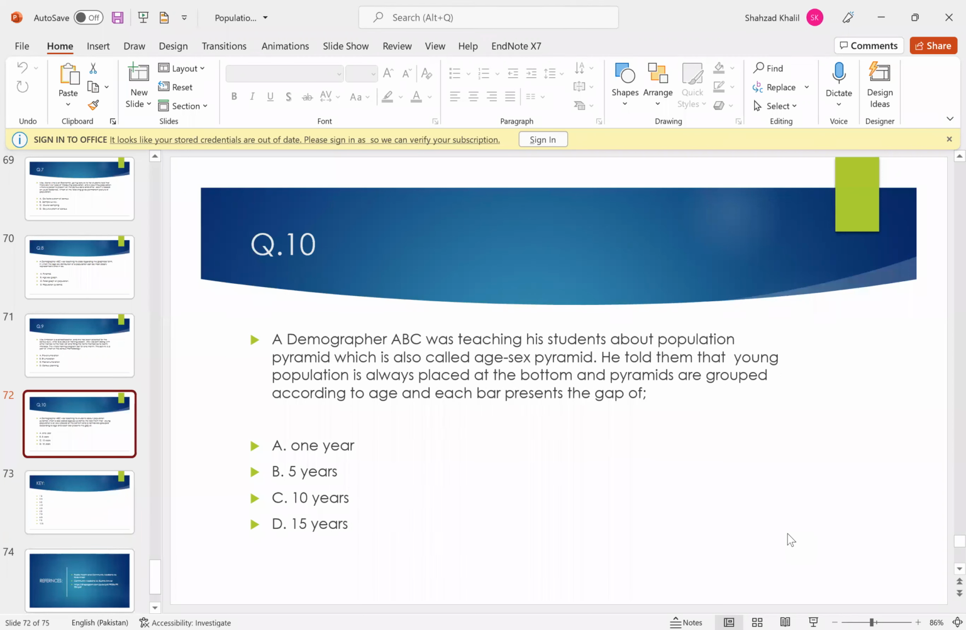Last, a demographer, ABC, was teaching his students about the population pyramid, which is also called the age-sex pyramid. He told them that the young population is always placed at the bottom, and pyramids are grouped according to age, and each bar represents a gap of 1 year, 5 years, 10 years, or 15 years.